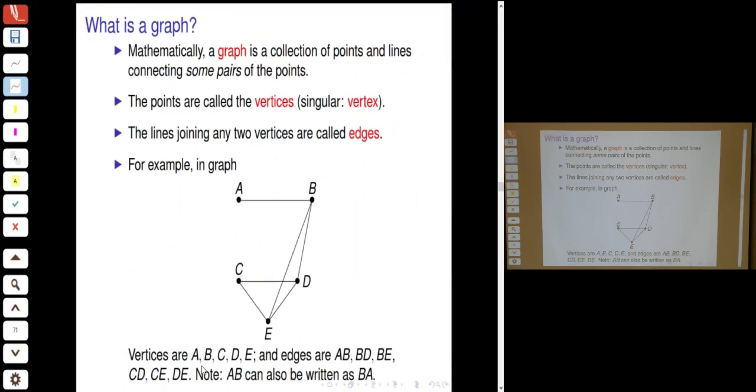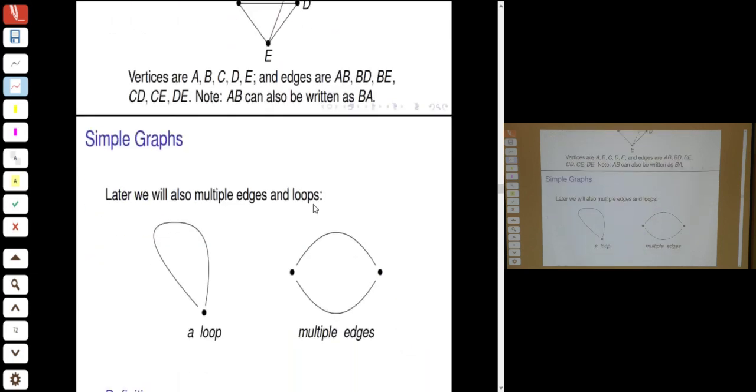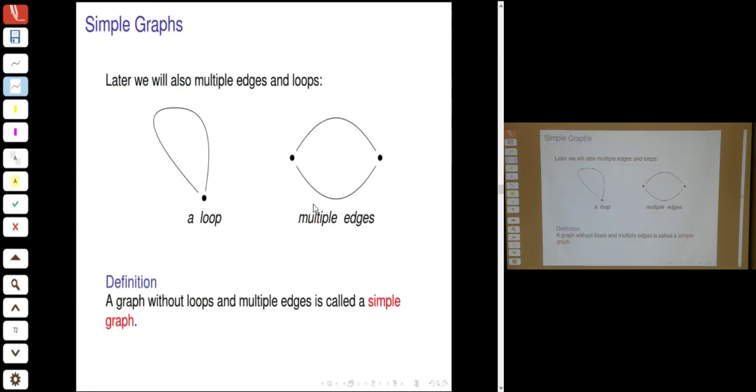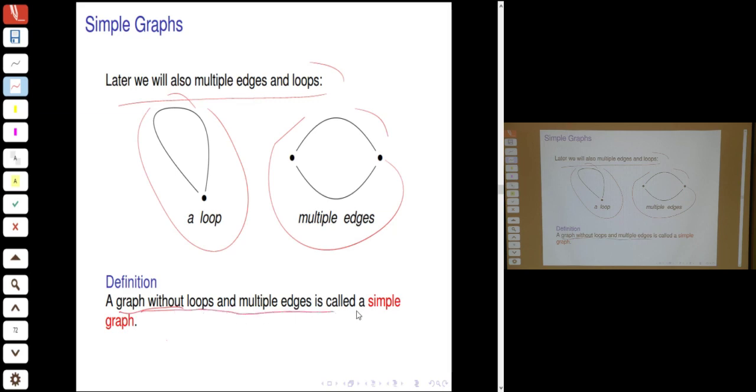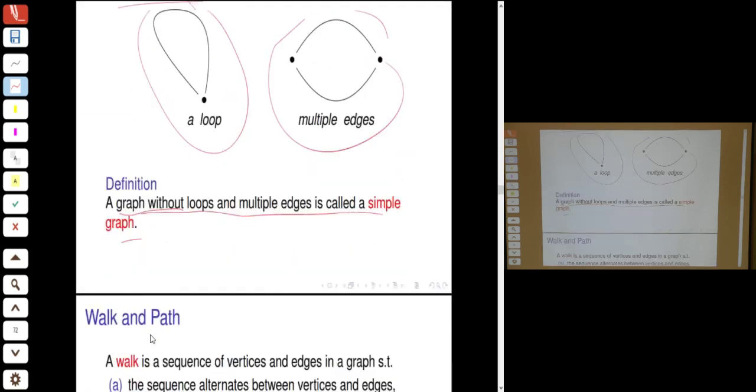So mathematically, a graph is a collection of points and lines connecting some of the pairs of points. So note that all pairs of points are not connected. So some pairs of points are connected. The points are called vertices, and the lines joining any two vertices are called edges. So in a simple graph, you can have complicated graphs where you can have loops and multiple edges, but a graph without loops and multiple edges is called a simple graph.